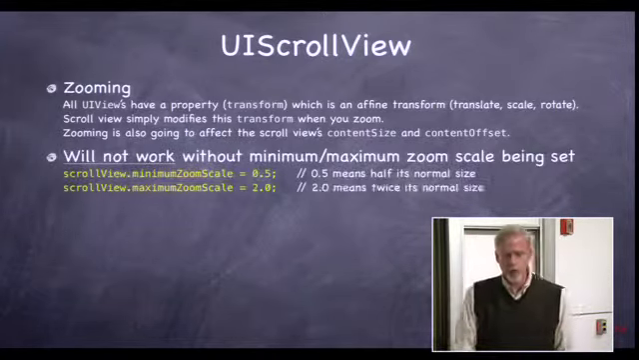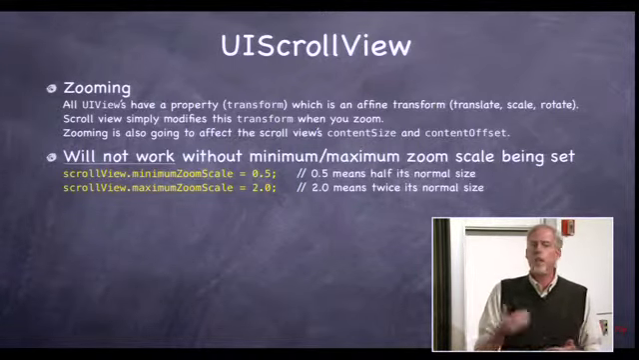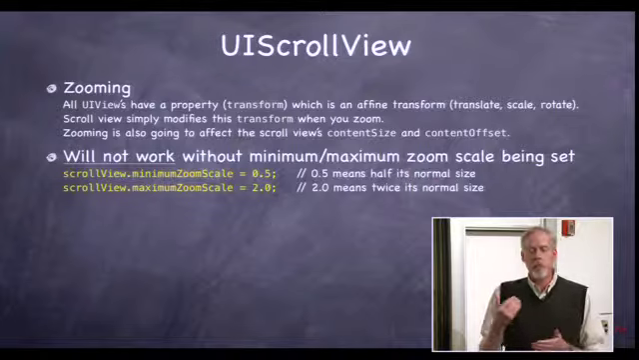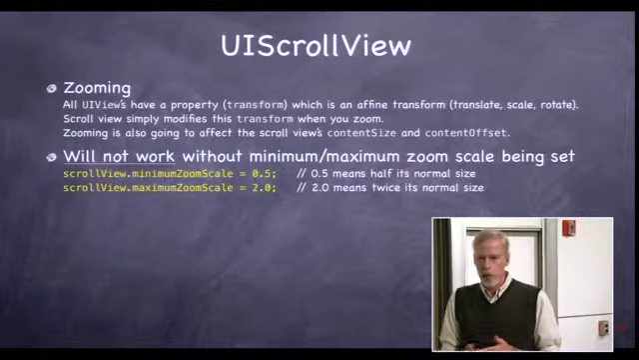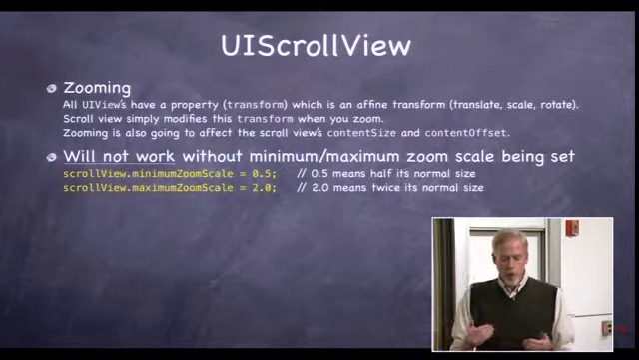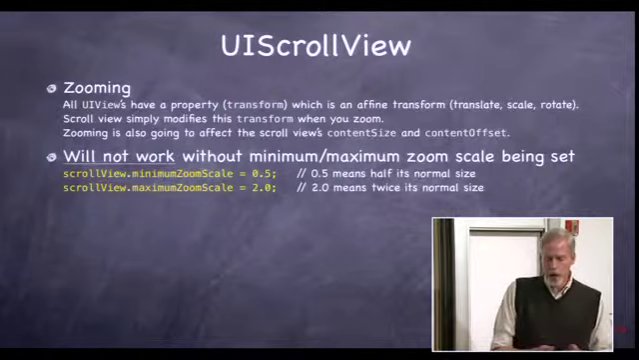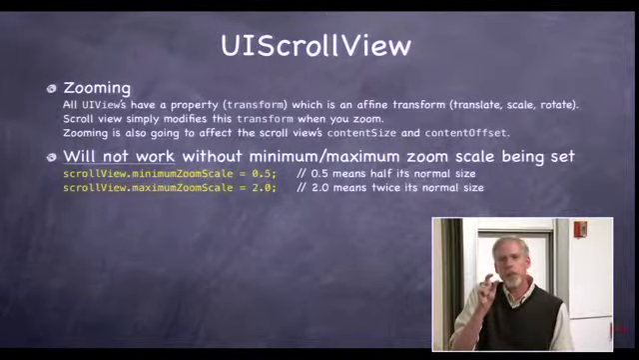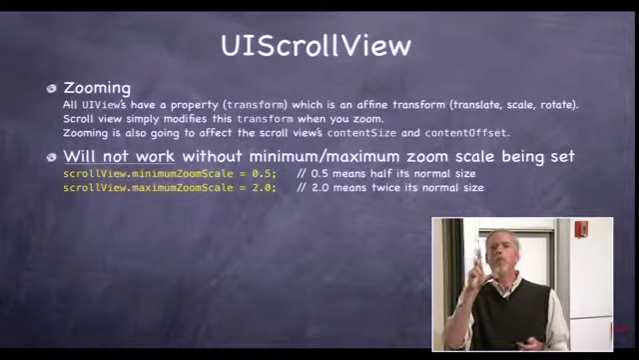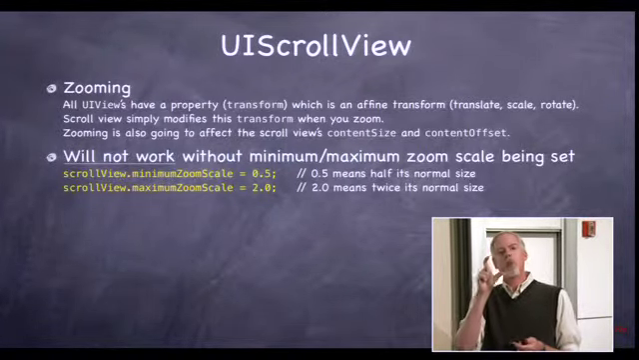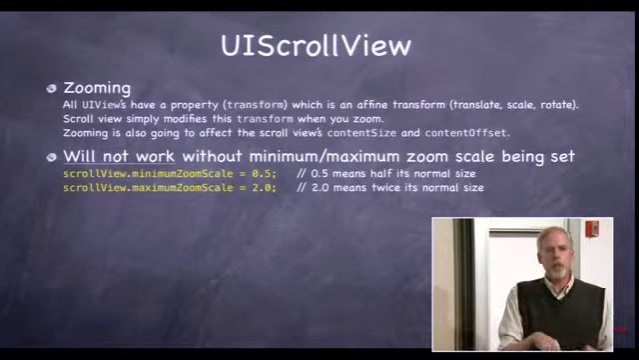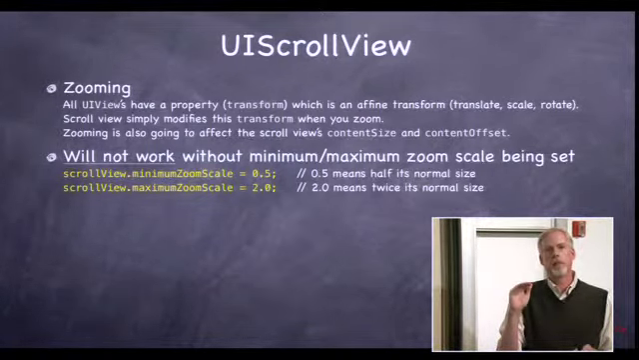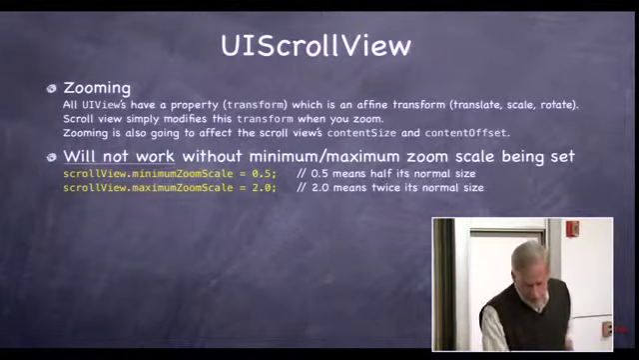Now, how do you make zooming work? There are some things that, if you don't do them, it's just not going to work. It's not going to zoom at all. One thing you have to do is set the minimum and maximum zoom scale. Setting the min zoom scale to 0.5 means that you won't allow it to zoom to less than half its normal size. And then setting the max to 2 means you won't be allowed to zoom up more than twice its normal size. The default for these two is 1, which means no zooming. So you must set that.